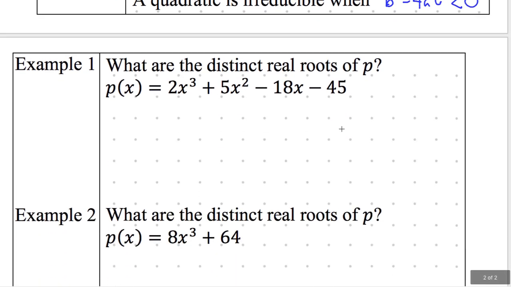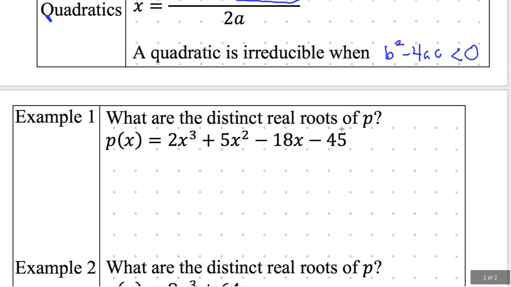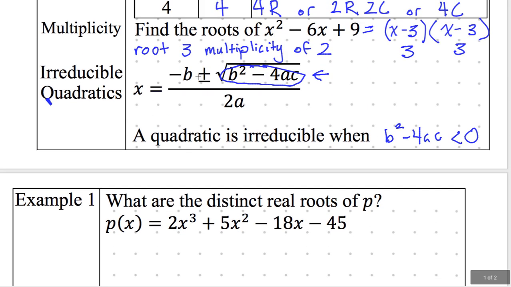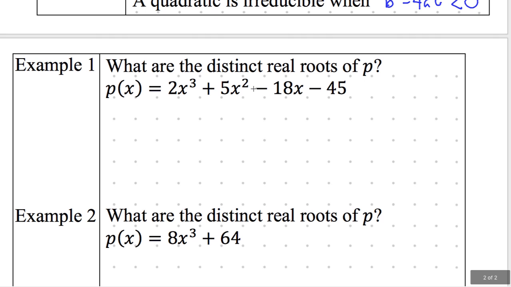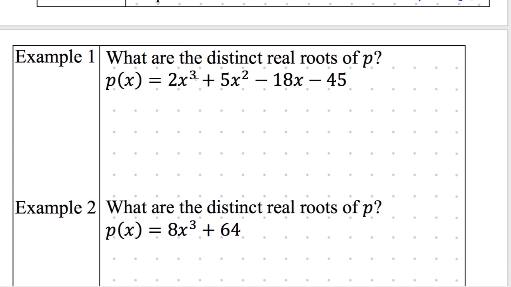All right, let's do an example. Wait, can you go back? Yeah. Okay. Whenever the thing underneath the square root is negative, then that's bad. You can't reduce it. All right. So what are the distinct real roots of this polynomial p?